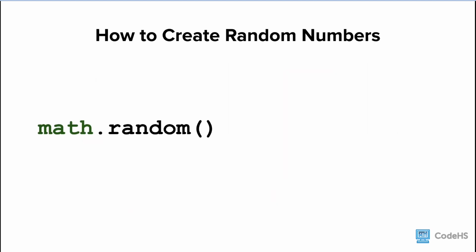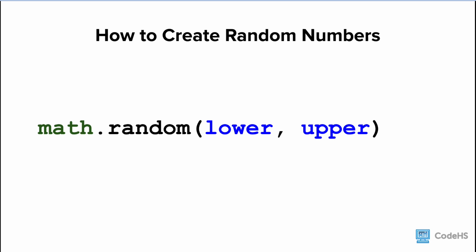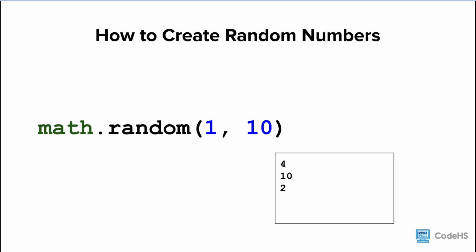The function math.random generates pseudo-random numbers. If you use the function as shown, you'll receive a random number between 0 and 1 each time you run the program. Most times, we don't want a random decimal, so we can also use this function and specify the range of numbers to use. Inside the function, we can specify the lower and upper numbers to use when generating random numbers. This function will choose a random number between 1 and 10 inclusively each time the program is run.